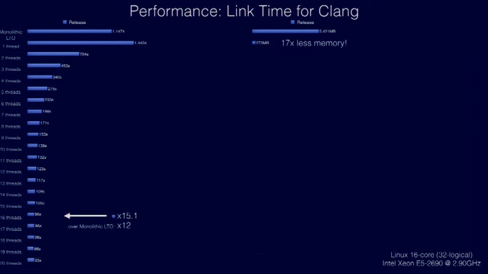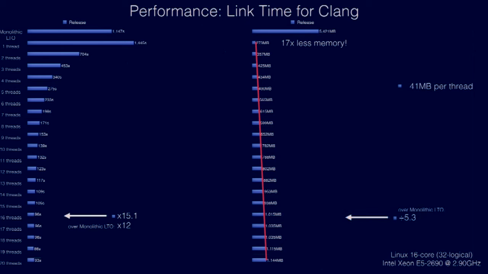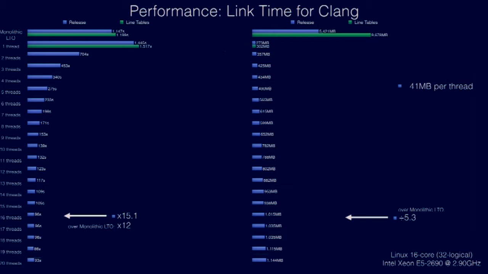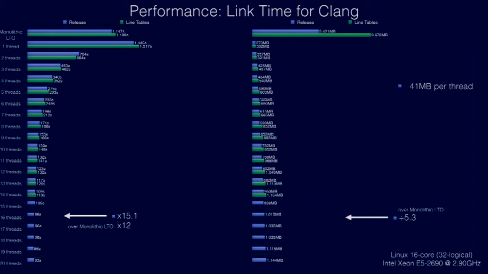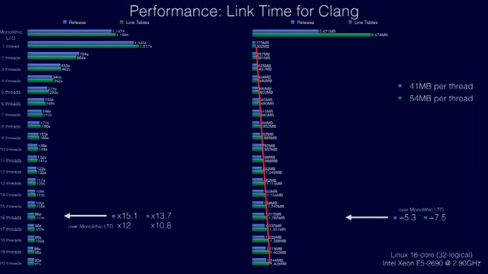And what about memory? With a single thread, we will get 17 times less memory. And going further, as you can see, it doesn't grow that much. Okay, but this was the release. What about if we have some debug information? As you can see, with one thread, we will have that many, and then this won't grow that much.